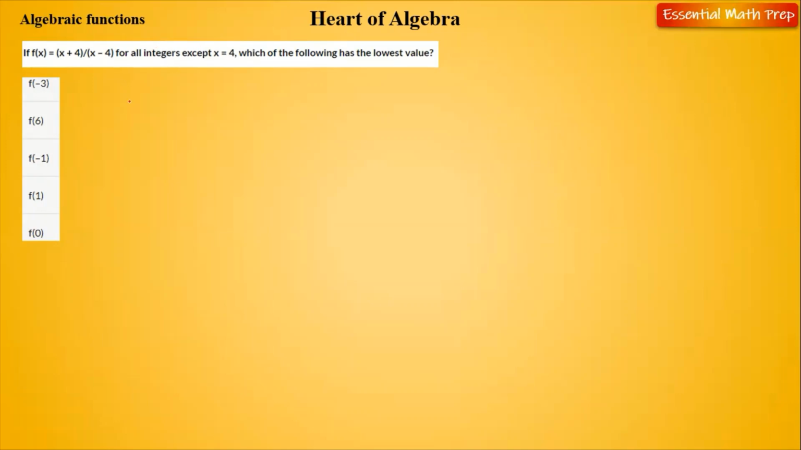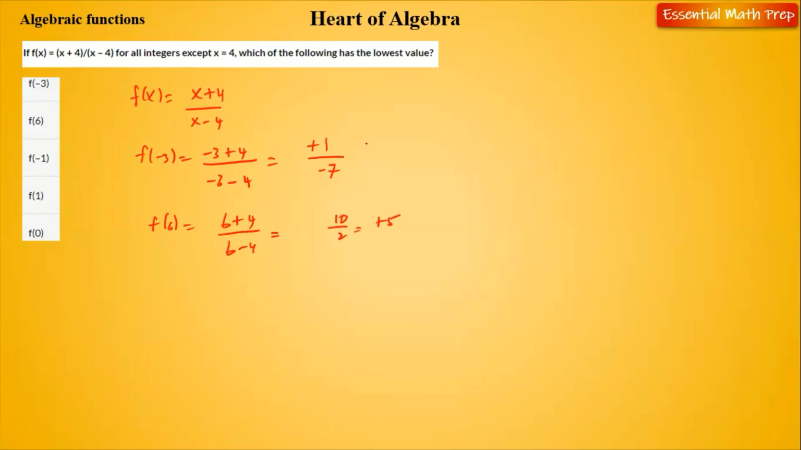So in other words, we have f of x equals x plus 4 over x minus 4. If it is f of -3, that'll be -3 plus 4 over -3 minus 4. That will be 1 over -7, right? Let's leave it as it is for now. So f of 6 would be 6 plus 4 over 6 minus 4. 10 over 2 is 5. Clearly, this is a positive value. So right away, we can say 6 is not possible.